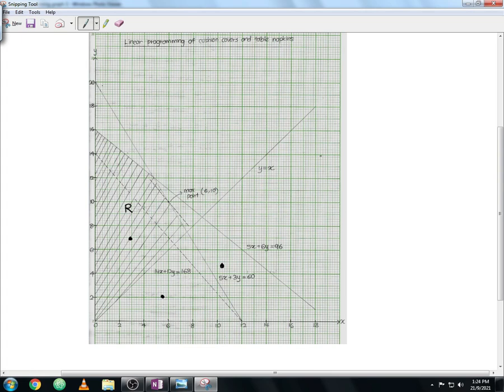Take a look at this straight line. Since it should be less than or equal to 60, you need to mark this region. Mark this region, and then, wait a second, you need to mark this region as well.